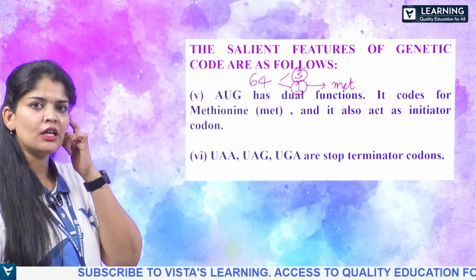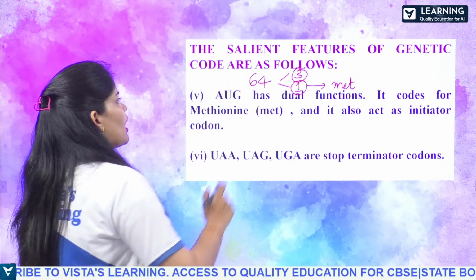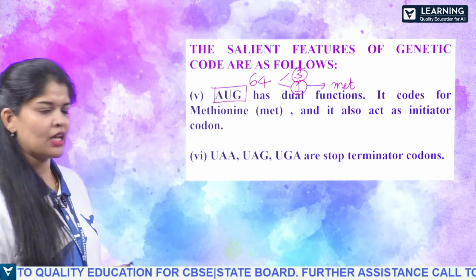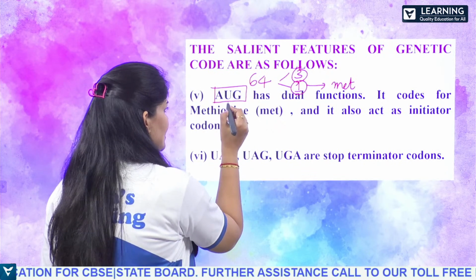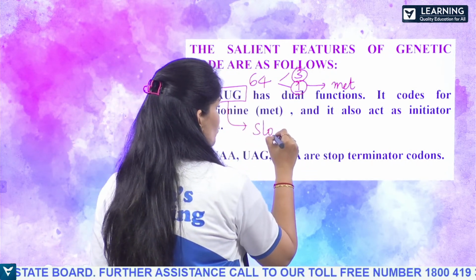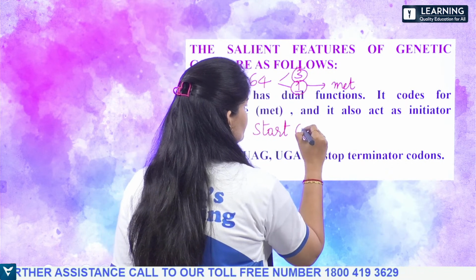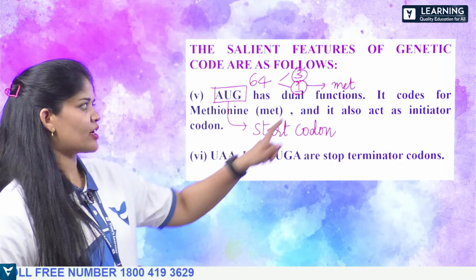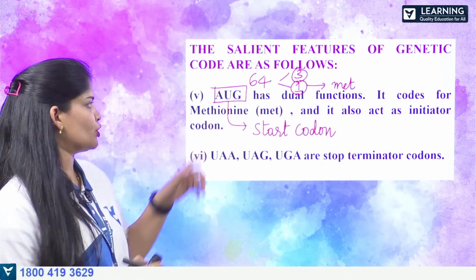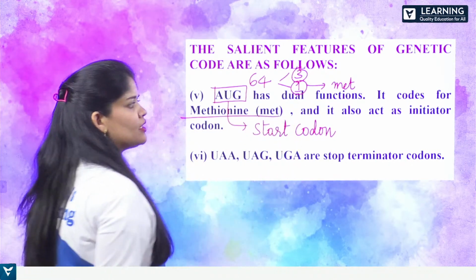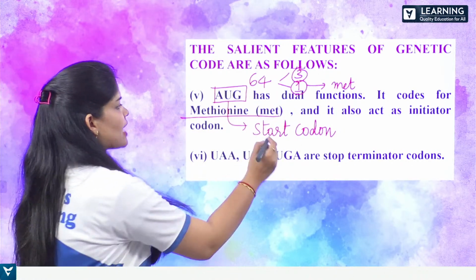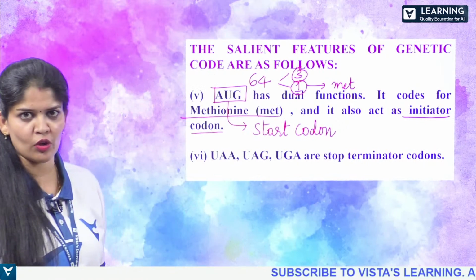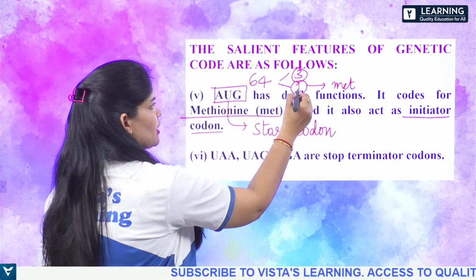That means it is performing dual function. And that codon is AUG. AUG is acting as a start codon. It has dual function. It codes for methionine, and it also acts as a start codon, which is otherwise called an initiator codon. This is all about one.